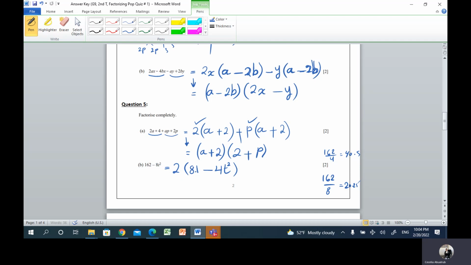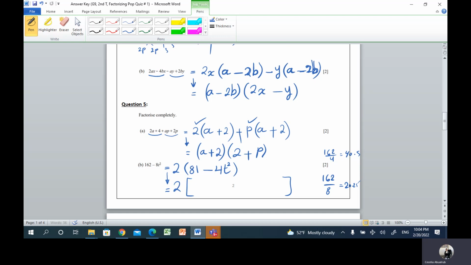So again, 2 times 81 is 162, which is the first term in the expression. 2 times negative 4t squared is negative 8t squared, which is the second term in the expression. So which means that the factorizing is correct, but it's not complete. As you can see, it has 2 marks here, which tells you that it has 2 steps to do. We're going to keep the 2.